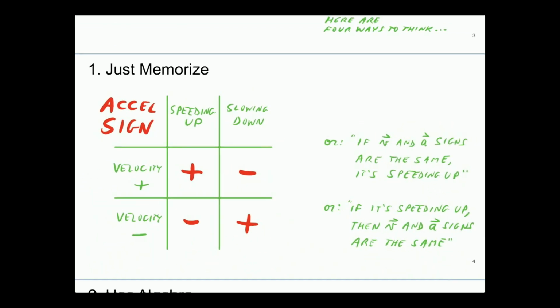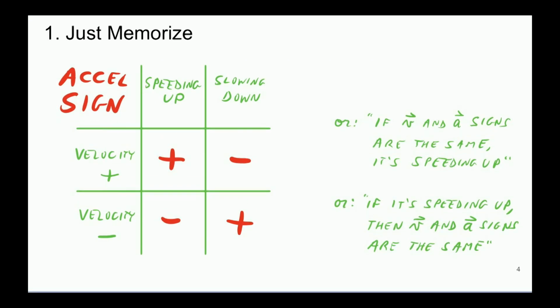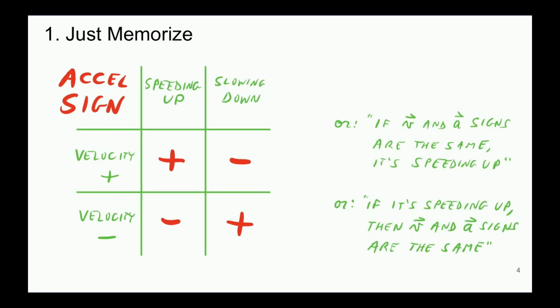One is you might have to just memorize it. If it doesn't make sense to you, you might just have to say, if I want to know the acceleration sign of something, you just have to figure out whether it's speeding up or slowing down, whether the velocity is positive or negative, and there's your answer. Or you could remember it in a sentence. You could say, if the velocity and acceleration signs are the same, then it must be speeding up, or something like that. You have to come up with a way to memorize it if you're going to use the memorizing method, whatever works for you.